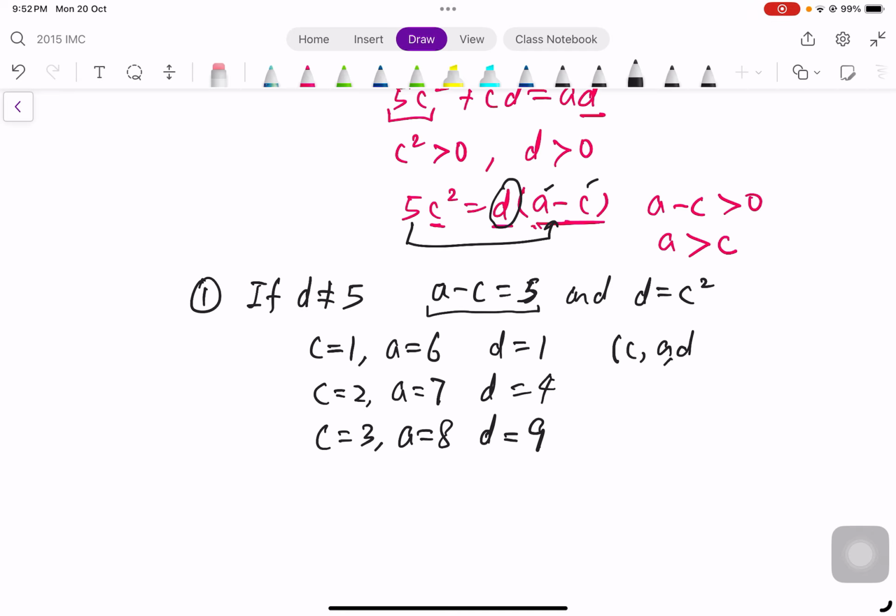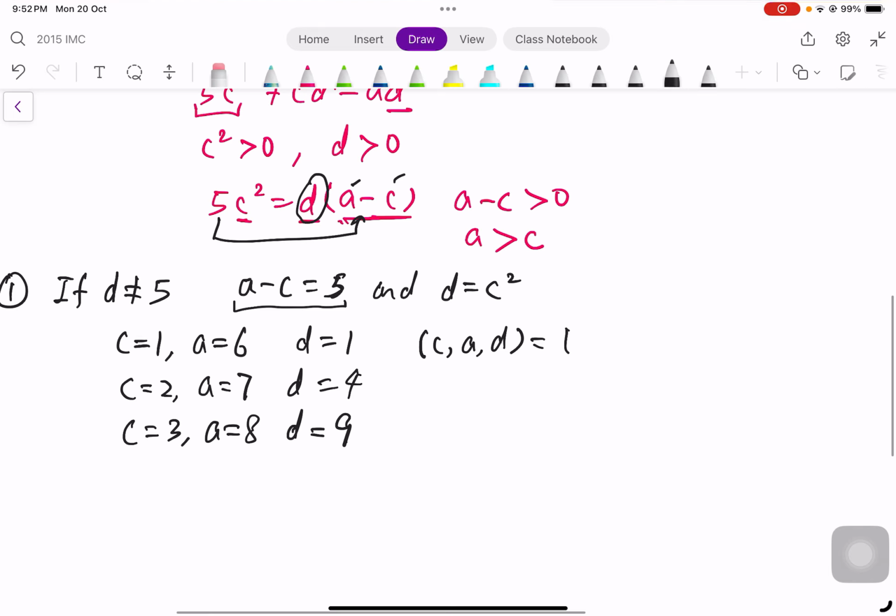Therefore, now we conclude this result. C, A, D, the three numbers here, what do you get? You basically get 1, 6, and 1. The other one is actually 2, 7, and 4. And then the next number is 3, 8, and 9.